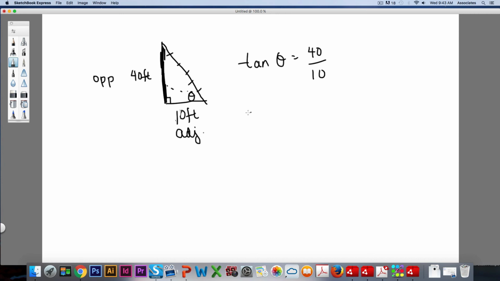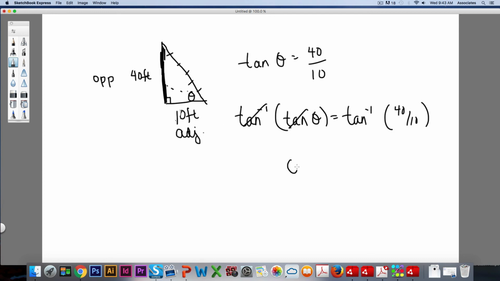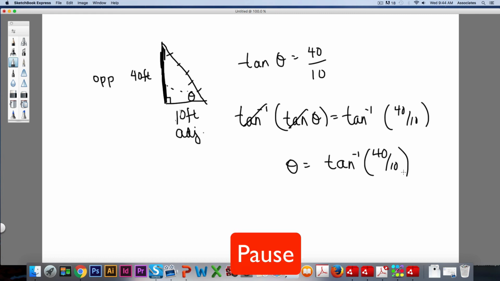Now I want to solve for theta, so I take the inverse trig function of both sides. The inverse tangent of the tangent of theta equals the inverse tangent of 40 over 10. These cancel because they're inverses. So in your calculator, you're going to push the inverse tangent of 40 over 10. Or yes, you could push the inverse tangent of 4, because 40 divided by 10 is 4. So let's see what you get. Pause the video until everybody has an answer.